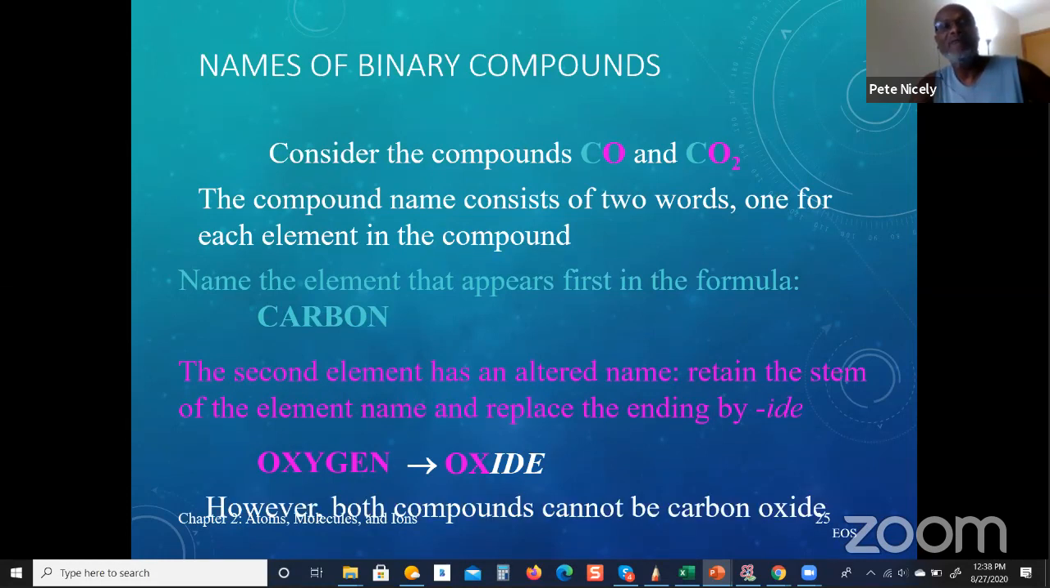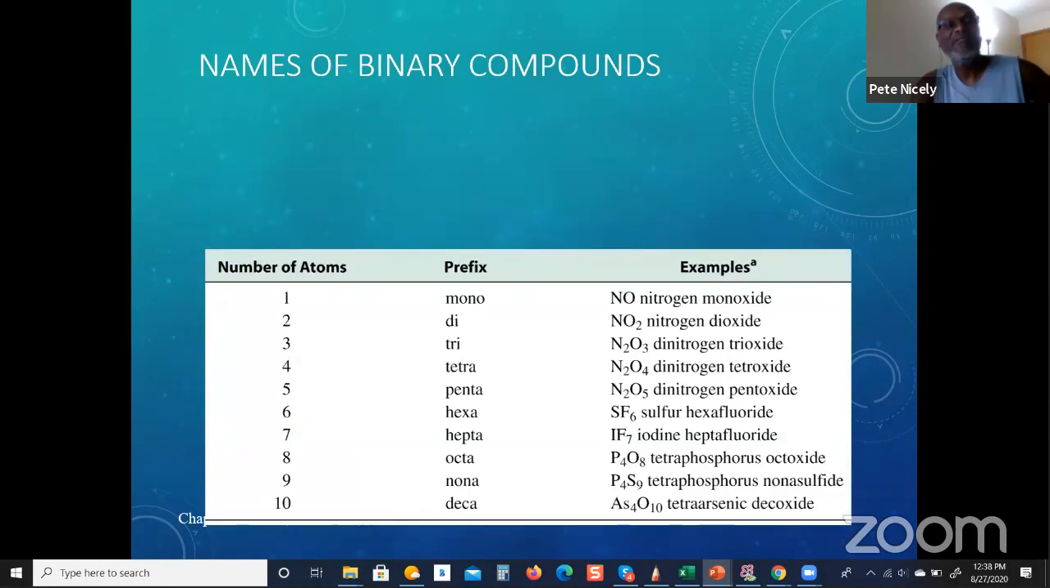Now, even though we have followed the rules so far, these are two different compounds, and therefore there must be something that we can do to distinguish between CO and CO2, right? Because they're two different compounds and therefore they can't both have the same name. And this is where the prefixes come in.